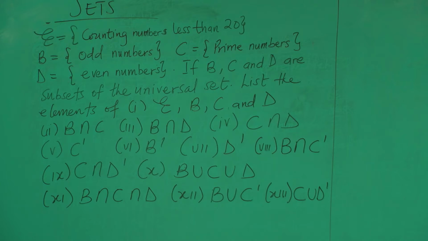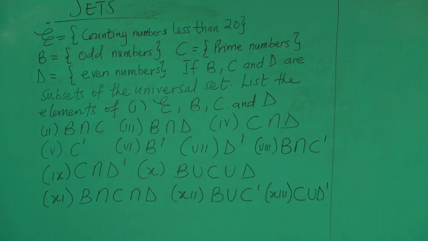II, B intersection C. III, B intersection D. IV, C intersection D. V, C complement. VI, B complement. VII, D complement. VIII, B intersection C complement. IX, C intersection D complement. X, B union C union D. XI, B intersection C intersection D. XII, B union C complement. And XIII, C union D complement.